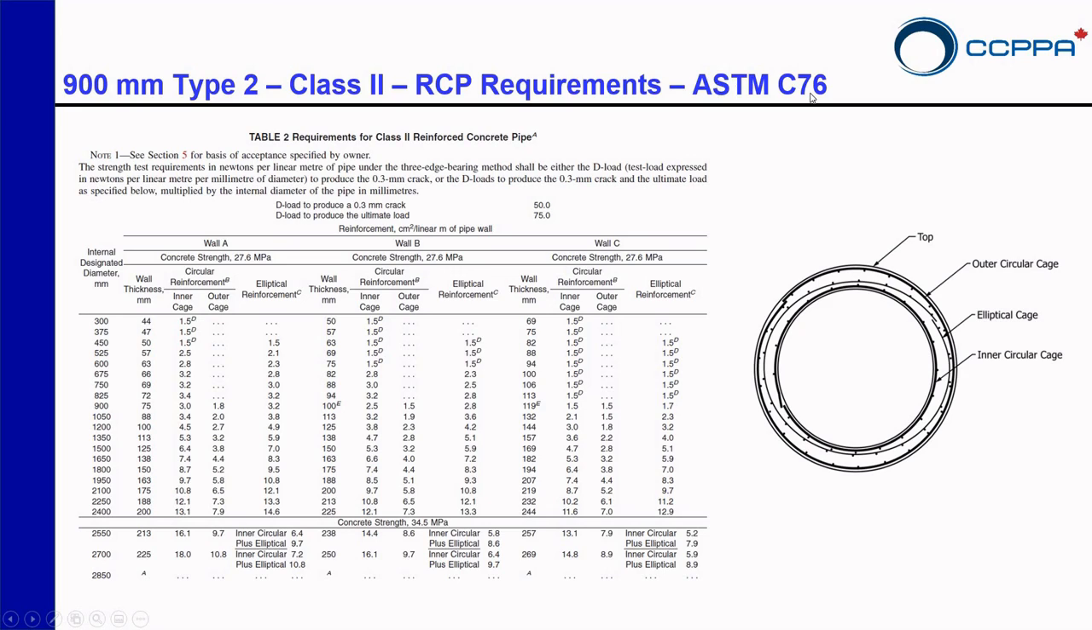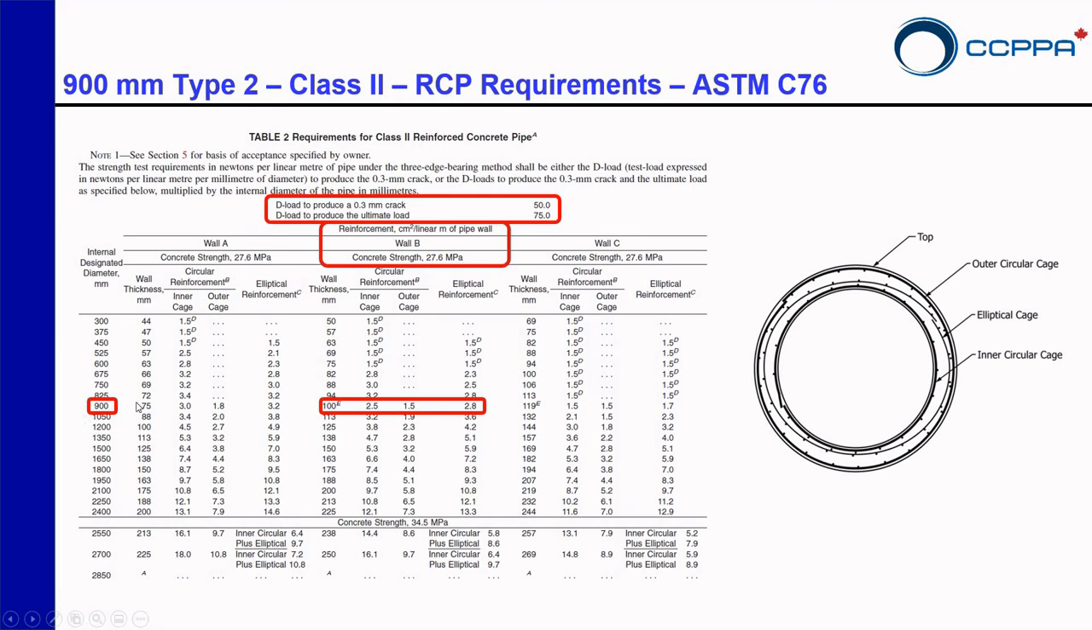So as per ASTM C76, this is what it means. We're just going to go to table number 2. And the first thing that you notice is going to be my D-loads, so the loads that are found in the three-edge bearing test. So we have our 50 Newtons per meter length per millimeter to create my design crack, and 75 to failure. Now, for my example, we chose a B-wall. So that will give us a concrete strength of minimum 27.6 MPa.